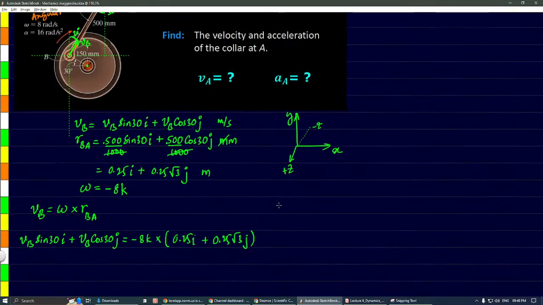k cross i is j. But here we have negative in the beginning itself, so it will be negative. 8 times 0.25 we get 2, so minus 2j. And then k cross j is anticlockwise, so minus. This minus into minus becomes plus. 8 into 0.25 we get 2 again, root 3 remains as it is, and k cross j we get i.